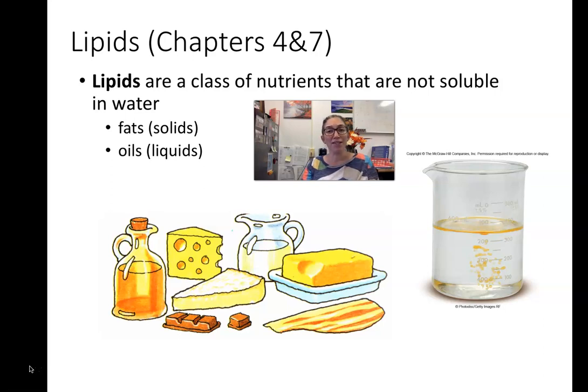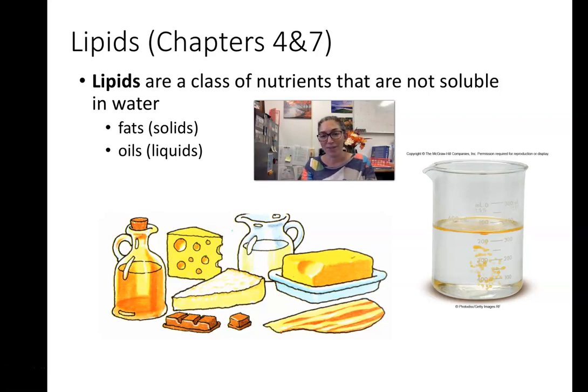So lipids are a class of chemicals that are not soluble in water. By definition, they are all nonpolar. We tend to refer to solid lipids as fats and liquid lipids as oils. I will use all three terms interchangeably, lipids, fats, and oils, probably in this chapter, but that's the difference between those three terms. Lipids can be found in lots of foods that we eat.